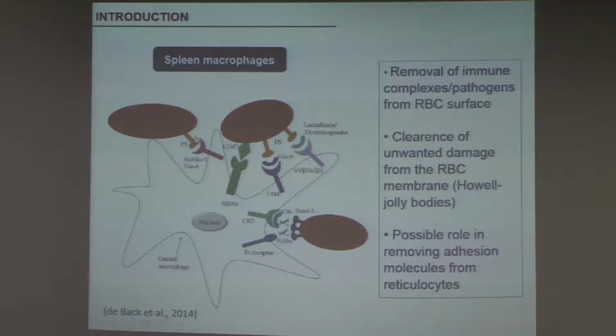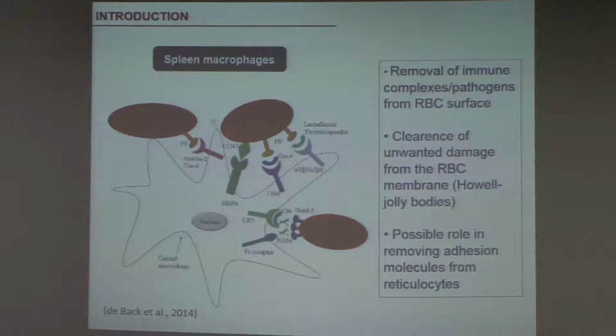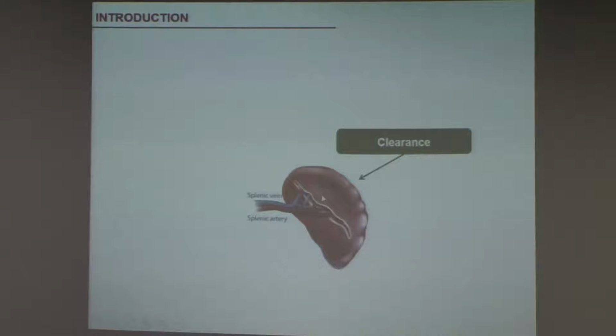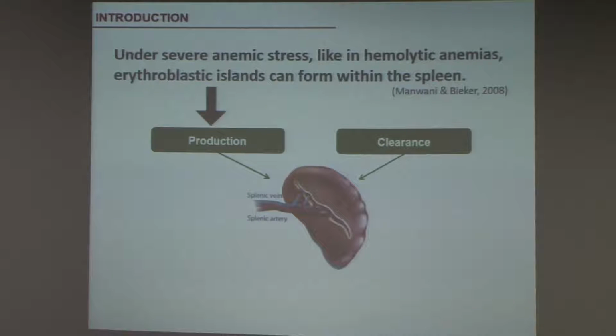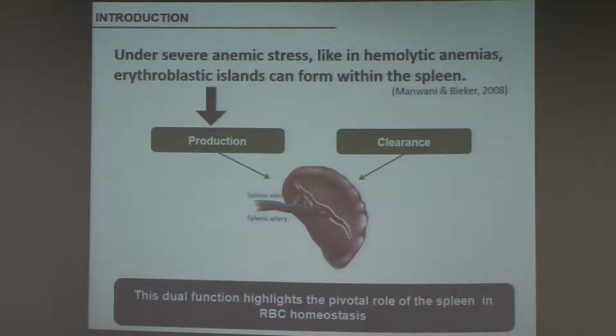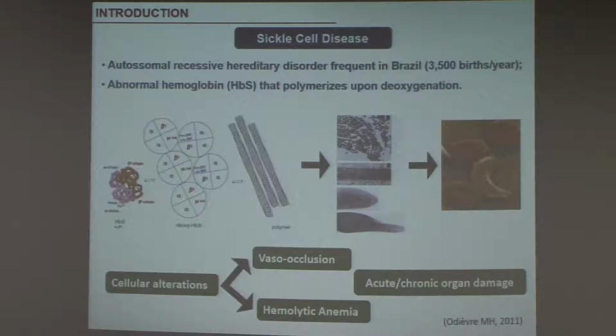As you can see in this picture, we have many contacts between the spleen macrophage and red cells through many different adhesion molecules. Under severe anemic stress, like in hemolytic anemias, one of them being sickle cell disease, erythroblastic islands can form within the spleen. So this dual function highlights the pivotal role of the spleen in red blood cell homeostasis, production and clearance. I won't talk much about sickle cell disease pathophysiology because Professor Jacques Lyon just did that.